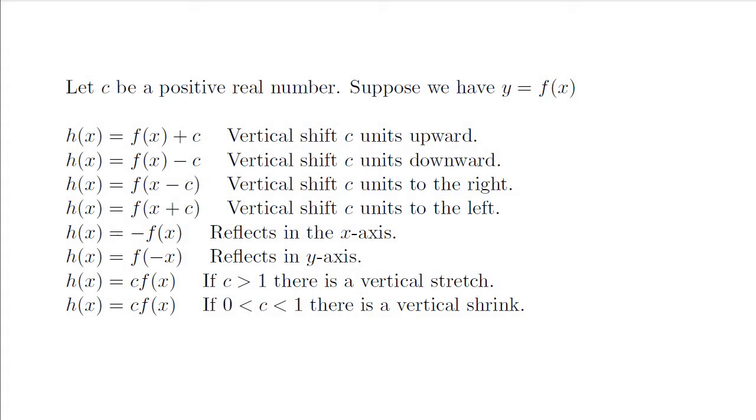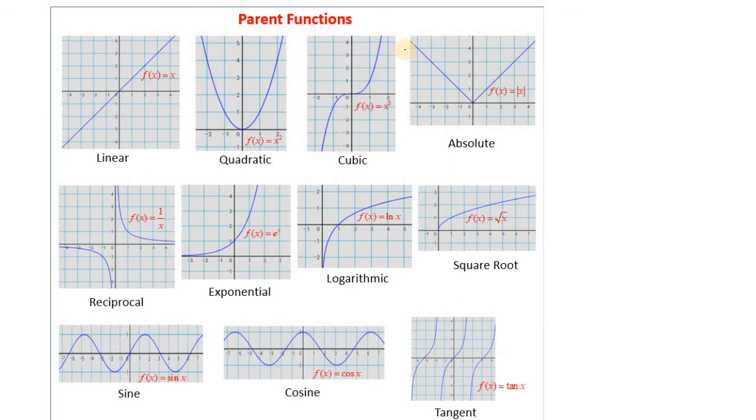Now, the first thing we need to do is be familiar with the parent functions. So the parent functions right here, here's the graph of f of x equals x, or y equals x, same thing. It's just a straight line. Here's f of x equals x squared, f of x equals x cubed, and then the absolute value of x, and then here we have 1 over x, e to the x, natural log of x, and here's the square root of x, and here's sine, cosine, and tangent.